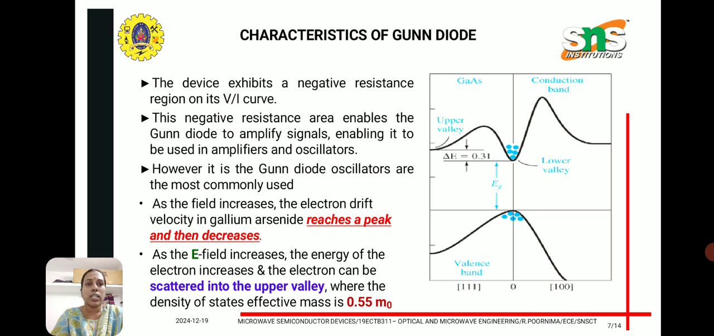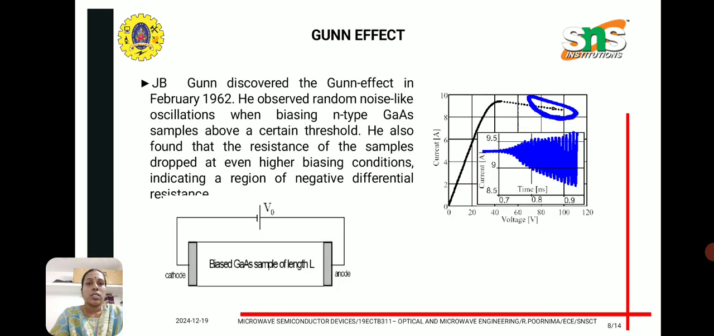In this picture you can see the conduction band and valence band of gallium arsenide. As the field increases, the electron drift velocity in gallium arsenide reaches a peak and then decreases. The energy of the electron increases and the electron can be scattered into the upper valley where the density of states effective mass is 0.55 m0. J.B. Gunn discovered the Gunn effect. He observed random noise-like oscillation when biasing an N-type gallium arsenide sample above some threshold value. So this sample can be used for generating microwave signals.